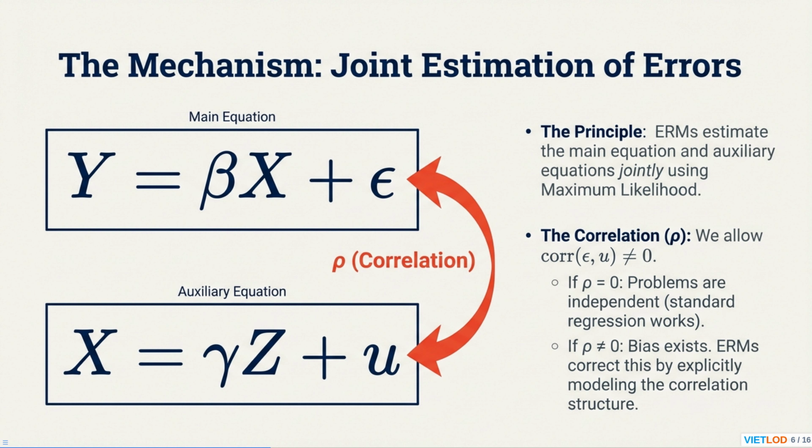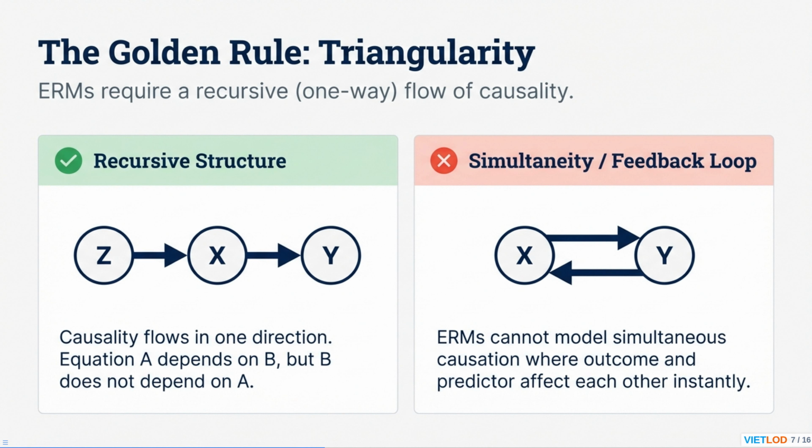When rho is 0, our models are independent and standard OLS is perfectly valid. However, when unobserved factors create a correlation between these errors, rho becomes non-zero, leading to biased estimates in standard models. ERMs solve this by explicitly incorporating this correlation into the model structure, allowing us to clean the results and identify the true causal effect.